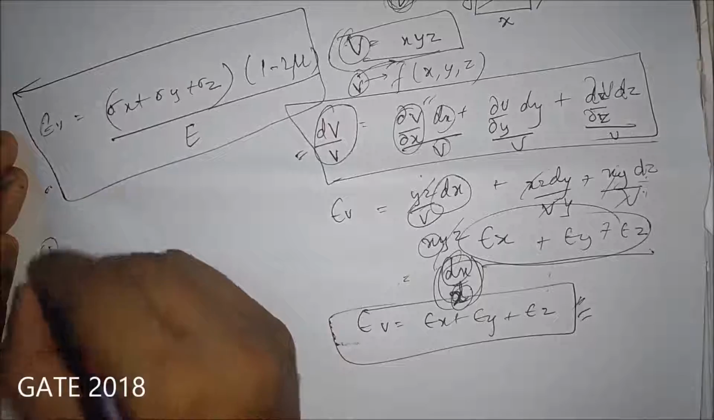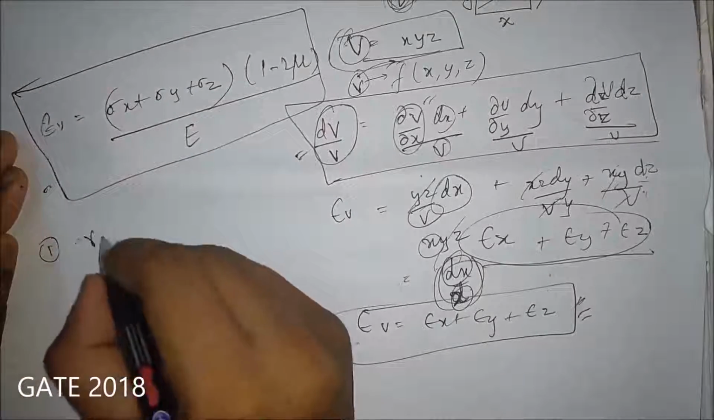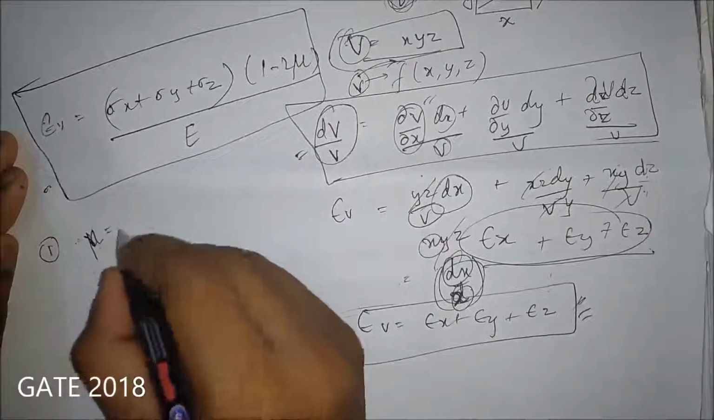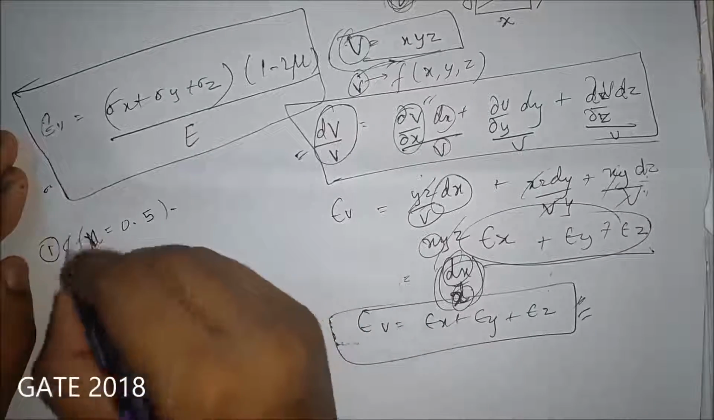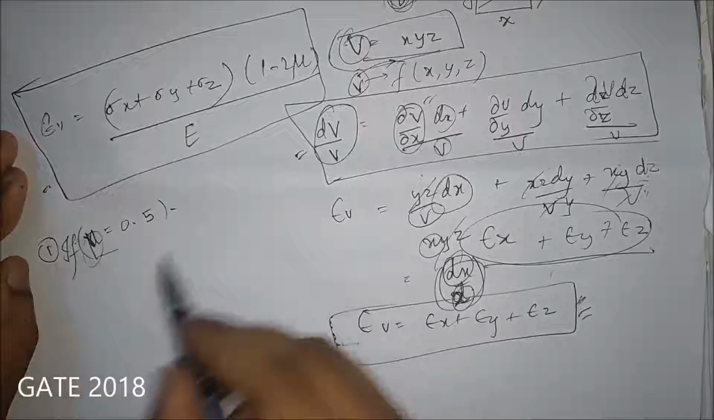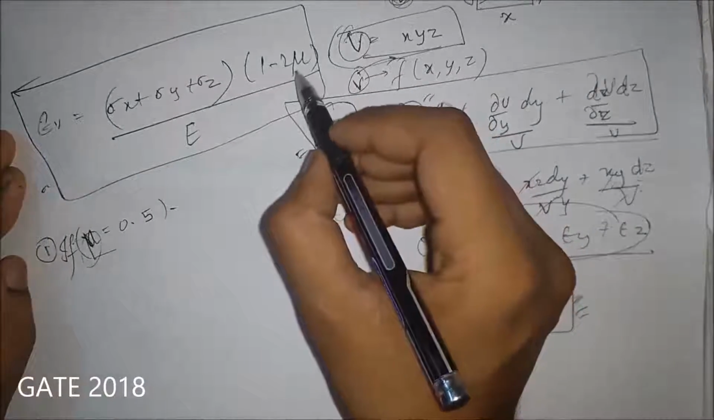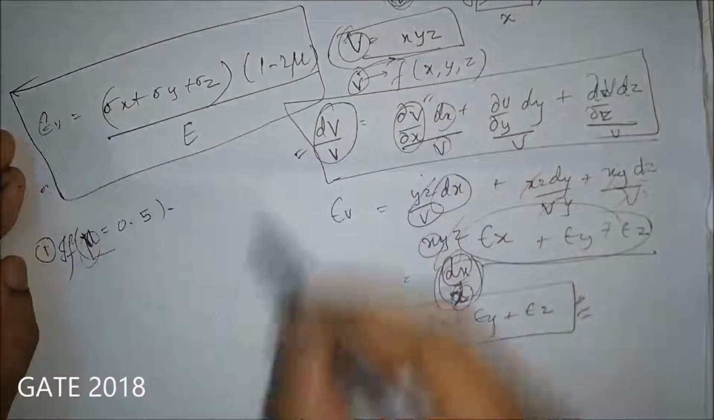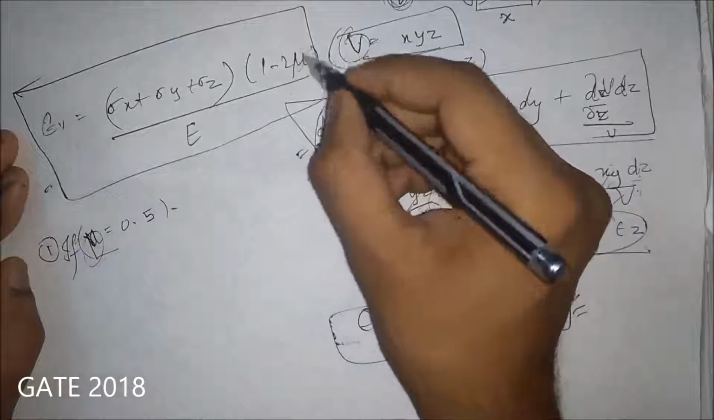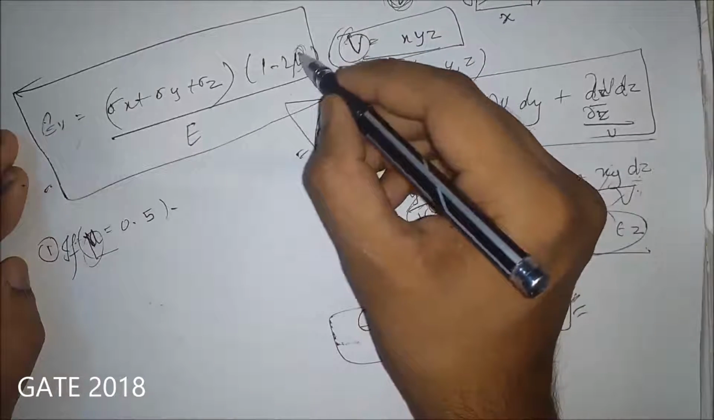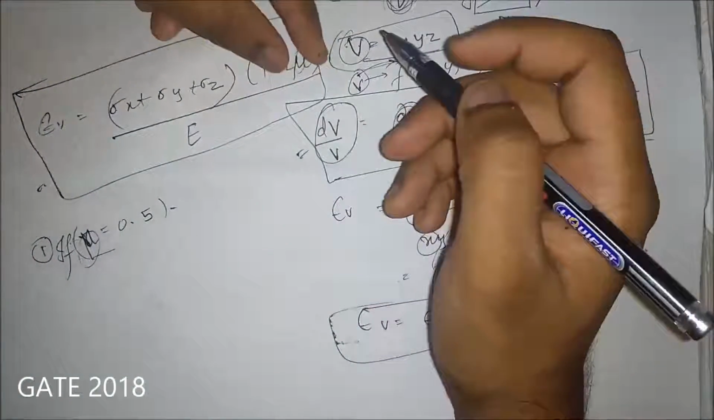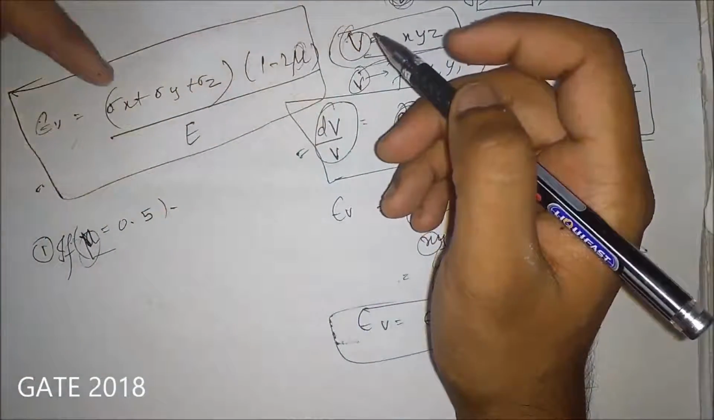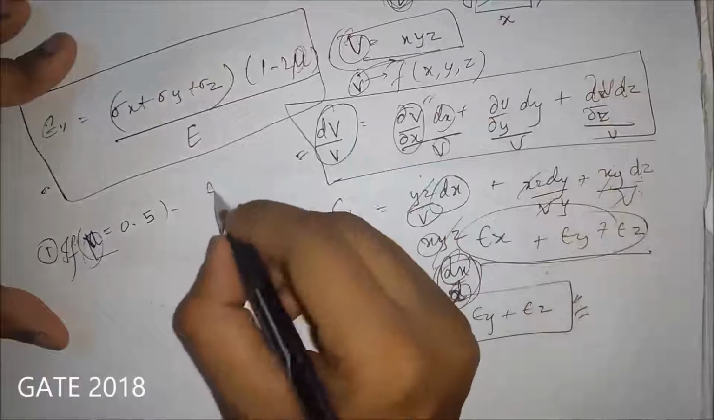Also, I will give you some points now. Mu is equal to 0.5. If the Poisson's ratio becomes 0.5, then what happens to volumetric strain? See here, if this becomes 0.5, 2 into 0.5 is 1, 1 minus 1 becomes 0, this term becomes 0, this full thing becomes 0, then volumetric strain is 0.